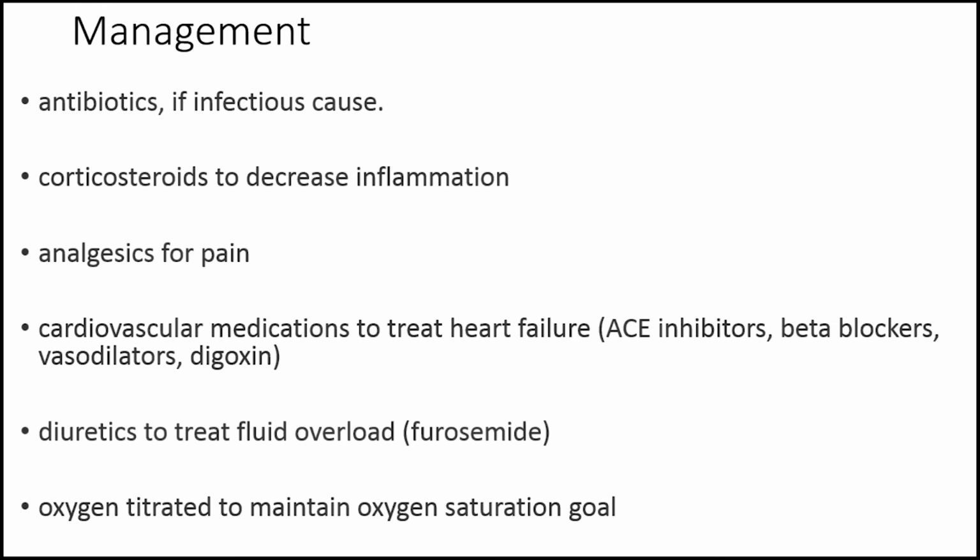Okay, so another thing that they will do is oxygen titrate to maintain saturation goal. What does that mean? Titrate means adjust as needed to meet the goal. So if the doctor says that the goal is for the O2 to reach 98, then they will increase the O2 until it reaches 98. Then maybe they'll turn it down, and if it drops, they'll turn it back up. Titrate is to adjust until it reaches a goal that is set.